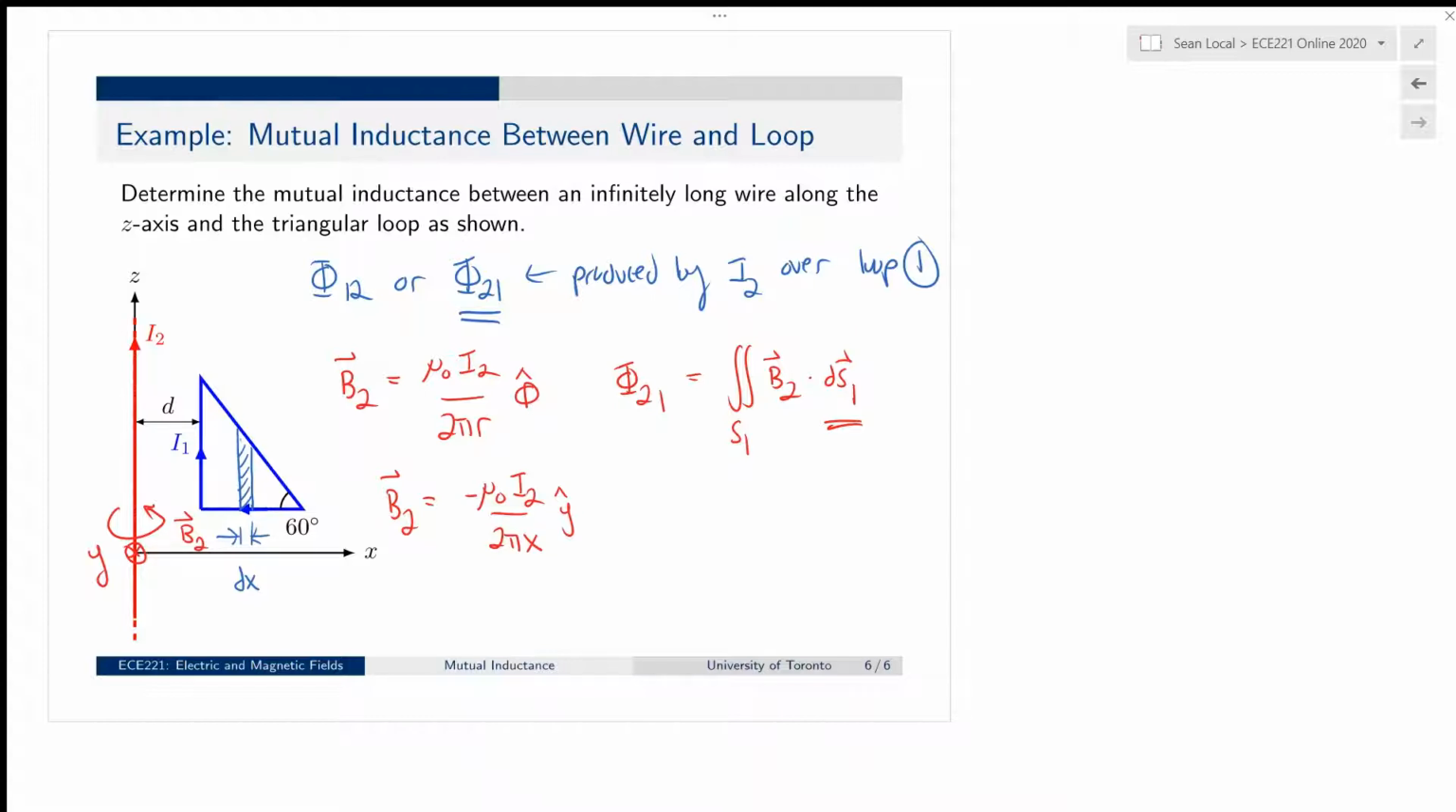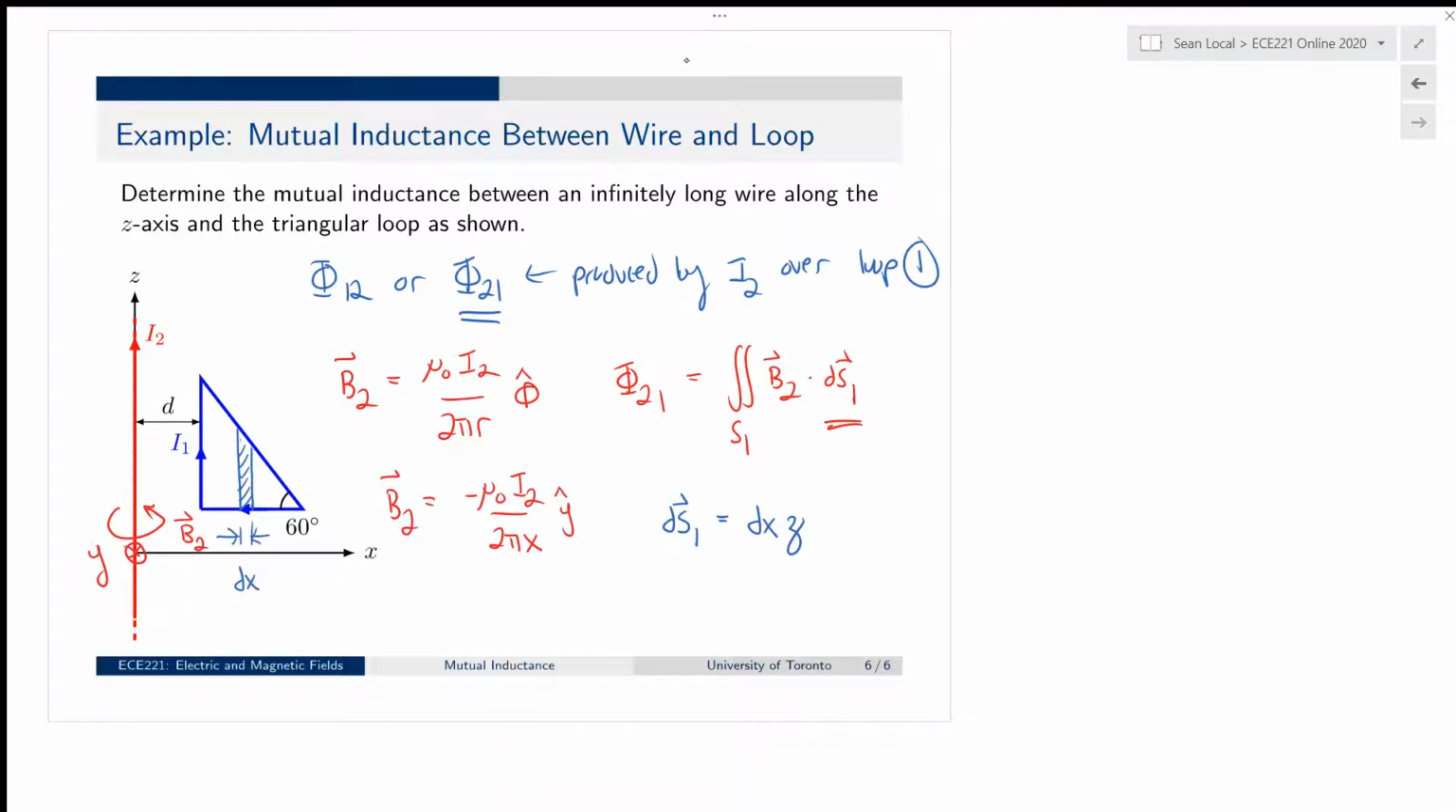So we can begin to propose an expression here for ds1. This is the area of this little strip that we have written here. So the width of the strip is dx, and the height of the strip, we'll call it z. So z is going to be the distance from the base of the triangle to some point. So let me write this so that it matches what we have sketched here.